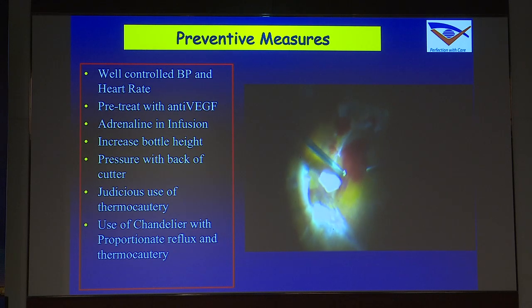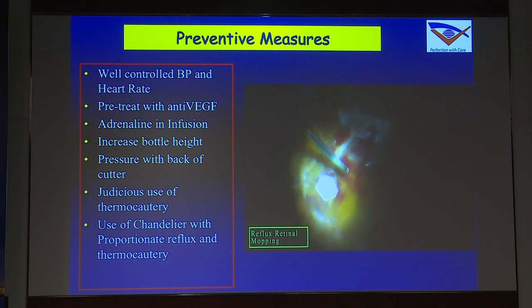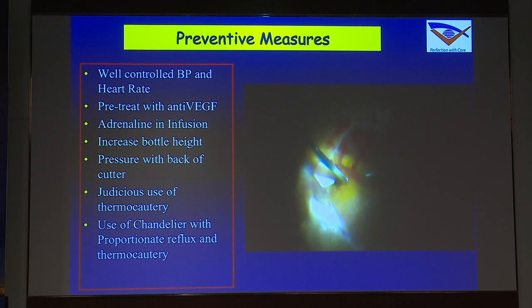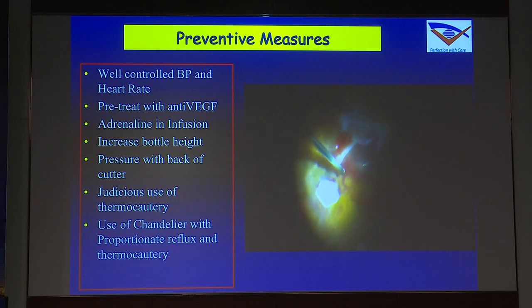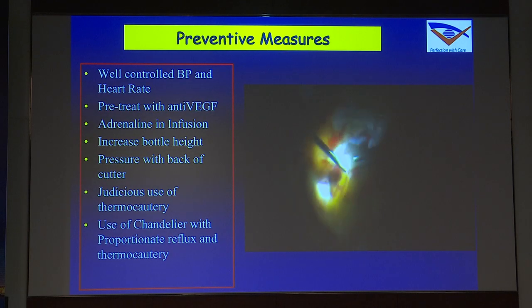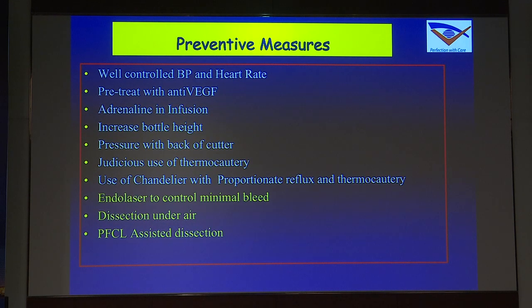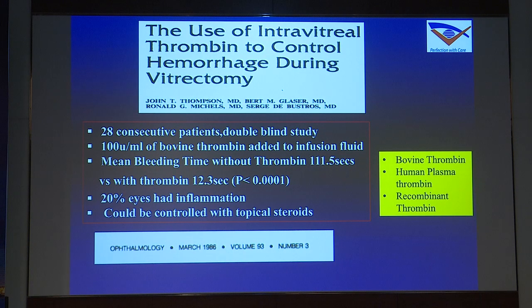If a bleeding occurs, you can with your cutter use a proportionate reflux and wash out the blood before a membrane forms. In case there is a bleeder, you can use a chandelier and use thermocautery at the same time. So you can visualize, remove the blood, aspirate the blood, and also use cautery for that. That will help you. And as I said, you can also use endolaser in addition. You can do dissection under air, and you can use a PFCL-assisted dissection.